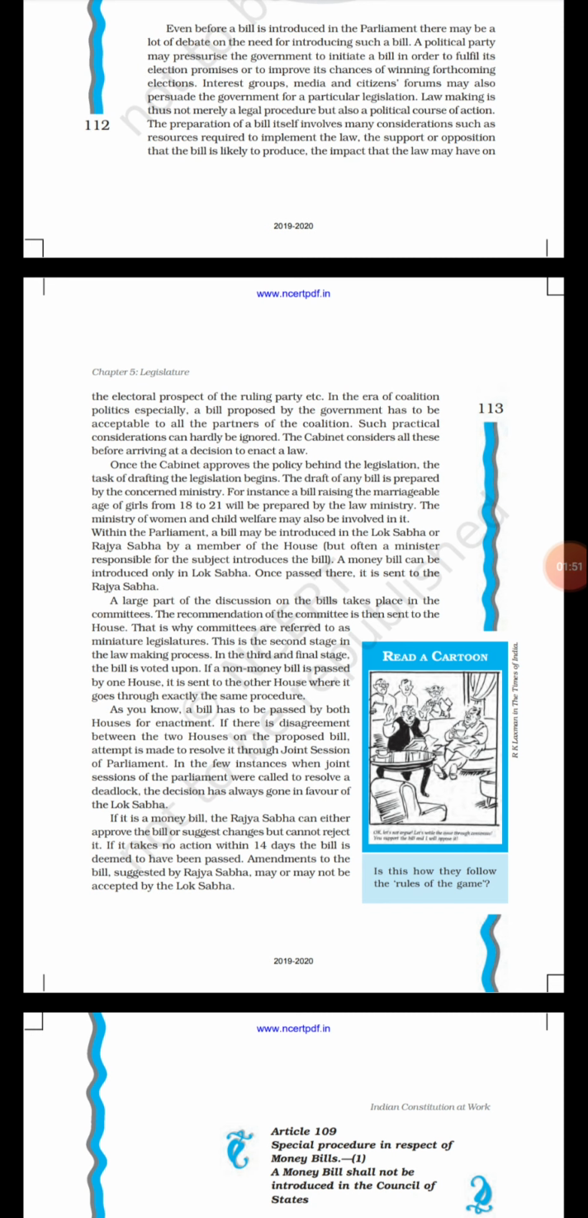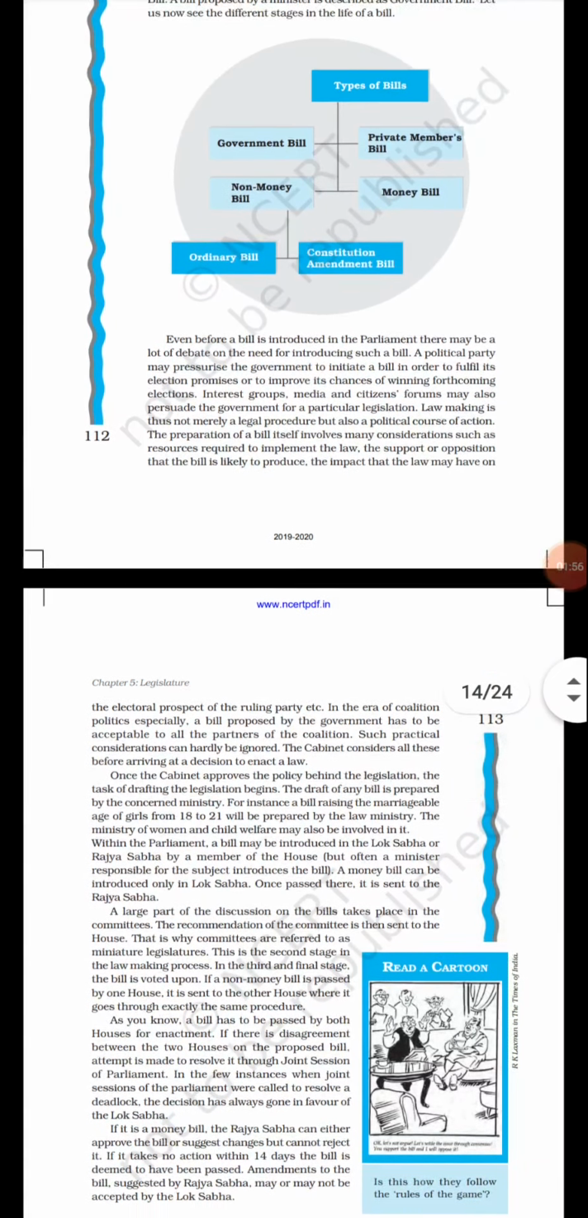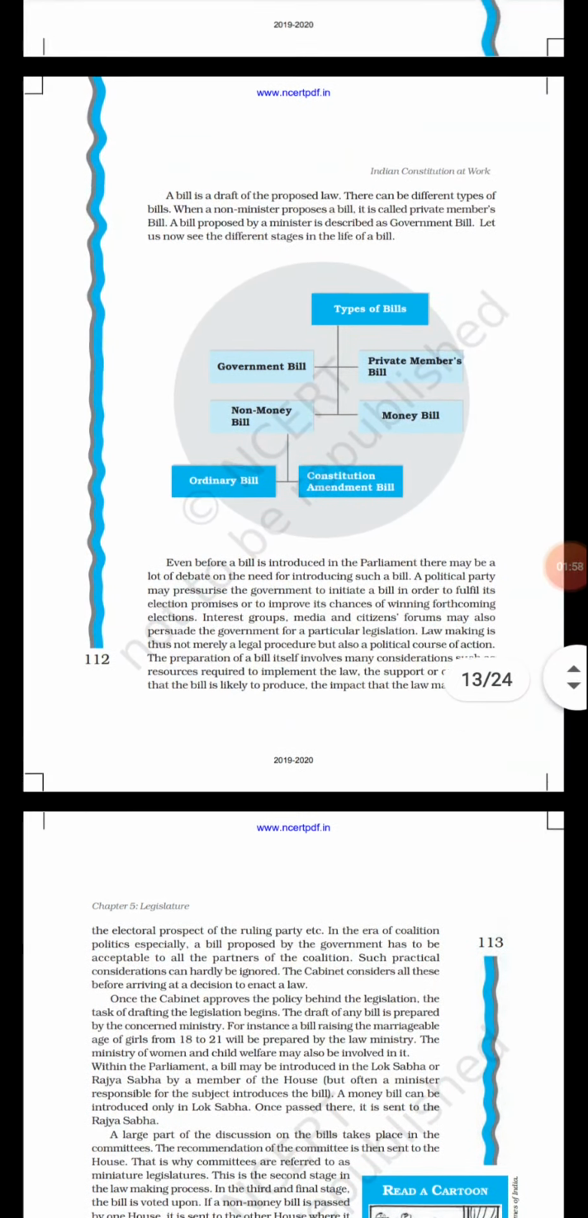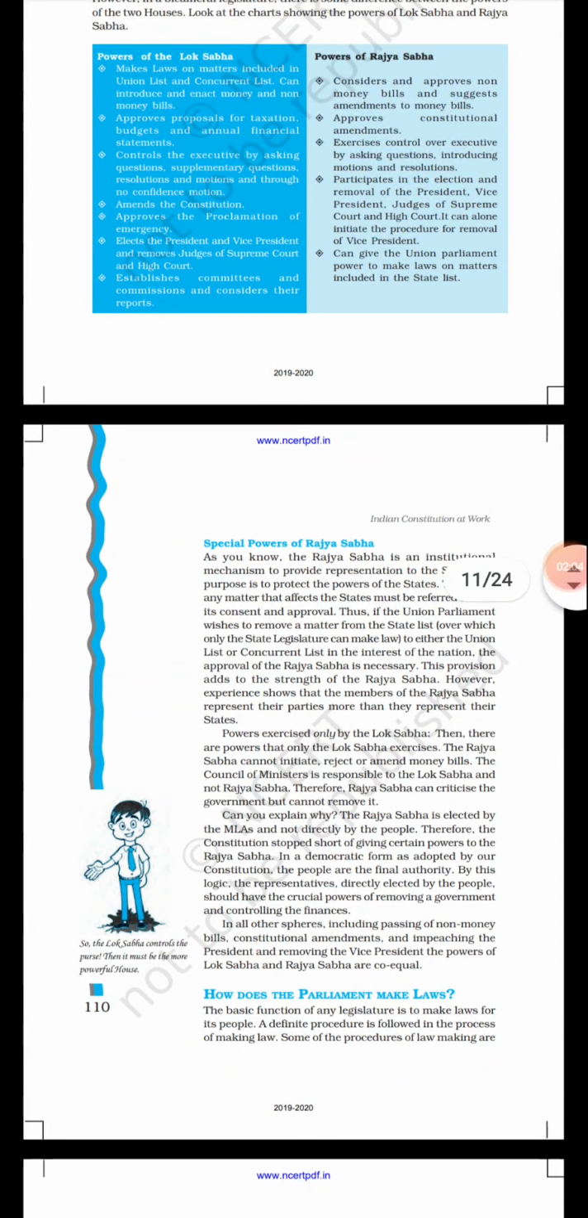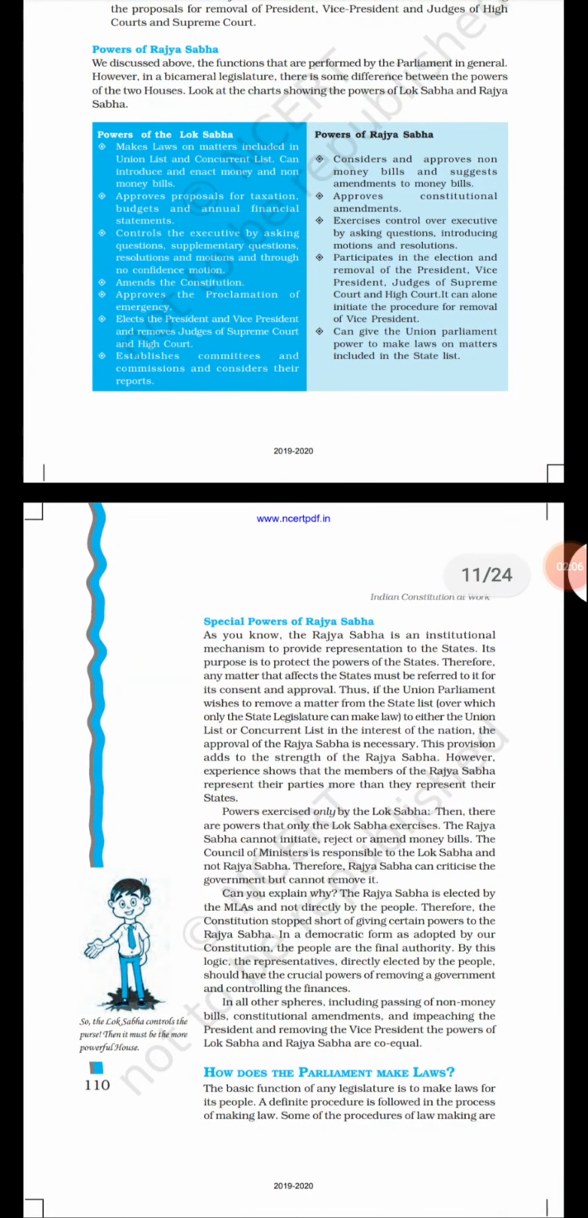Now we'll discuss the functions of Parliament. What are the functions of Parliament? How does Parliament work? The first function is the legislative function. Legislative function means to make laws or enact legislation. Legislation means law. In that legislative function, Parliament makes the law with the help of the cabinet ministers, and the head of the government is the prime minister.